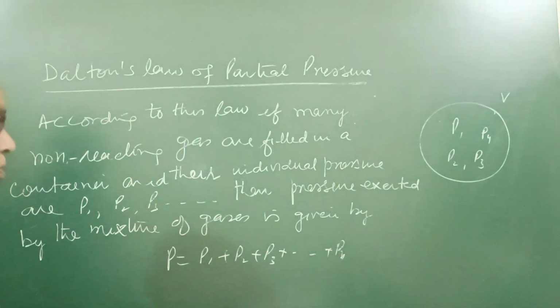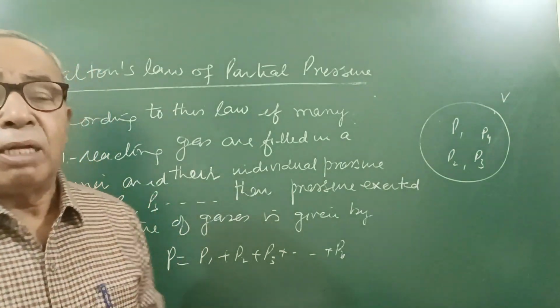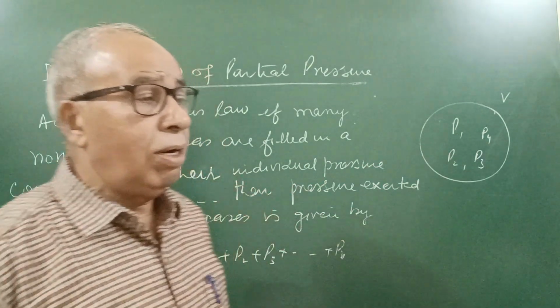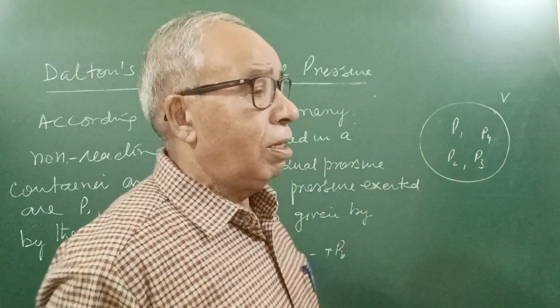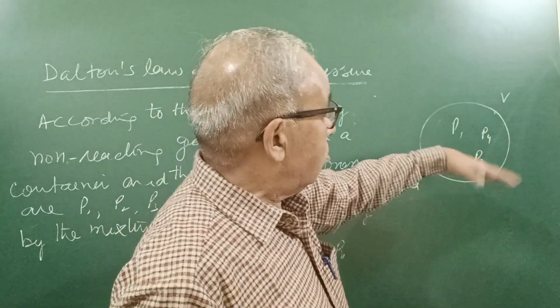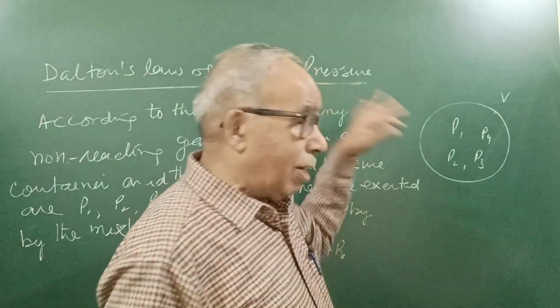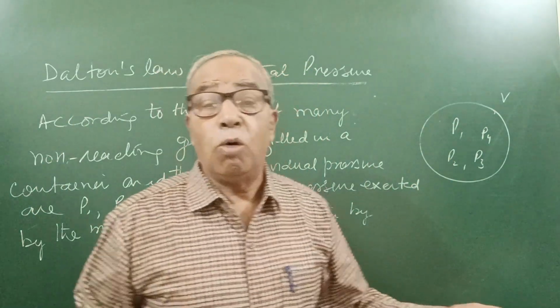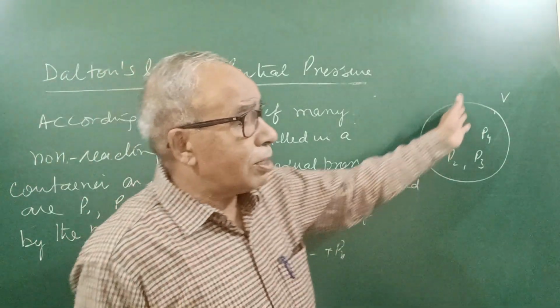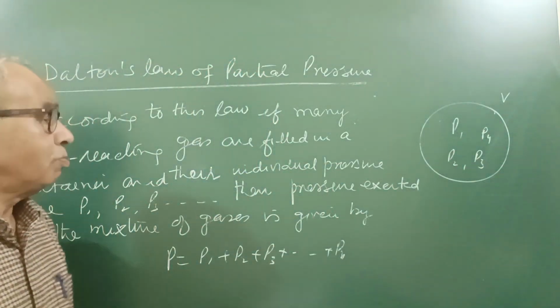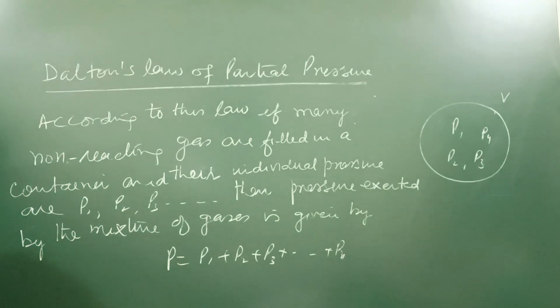Actually, these pressures P1, P2, P3 are supposed to be those when they are filled alone. Suppose gas 1 is filled alone and applies pressure P1, and gas 2 is filled alone and applies pressure P2. If all gases are filled together, even then their pressures will be P1, P2 individually. So this is Dalton's law of partial pressure.